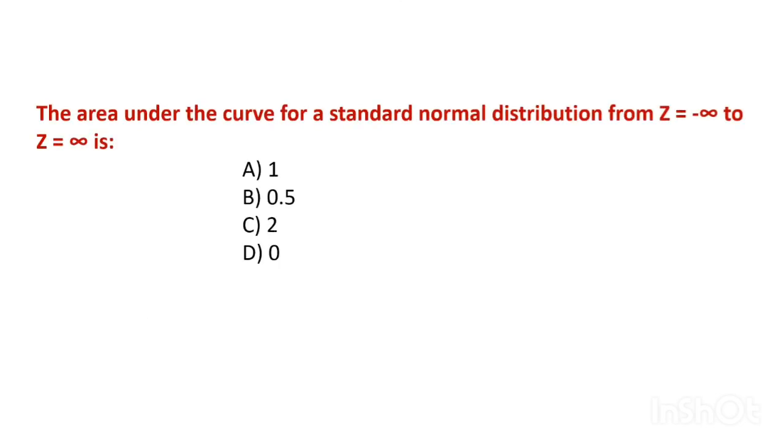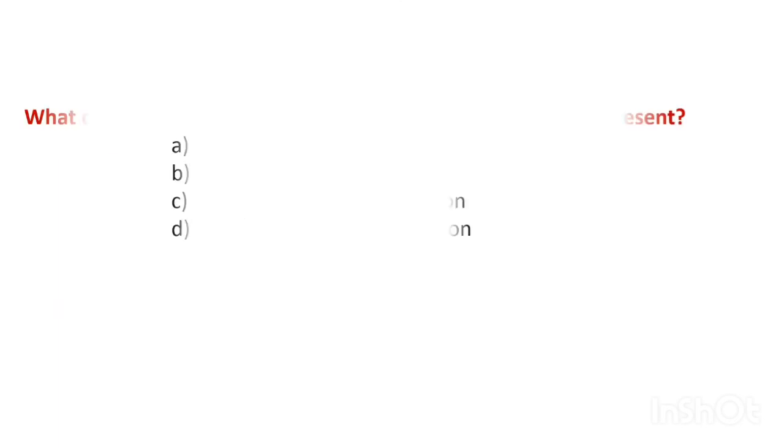The area under the curve for a standard normal distribution from Z equals minus infinity to plus infinity: the total area under the curve of the standard normal distribution is 1, which represents the total probability. The correct answer is option A.